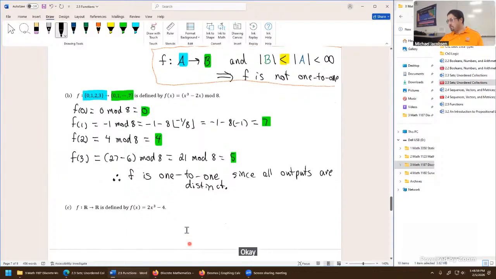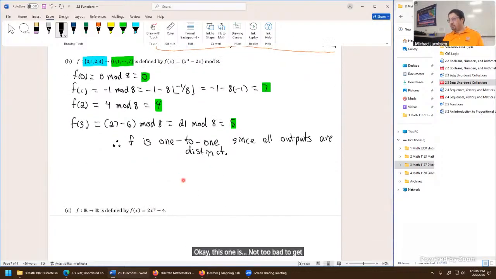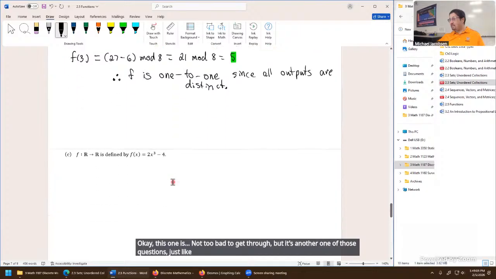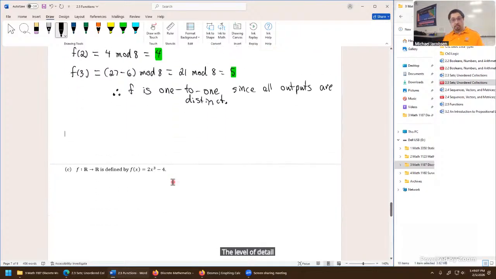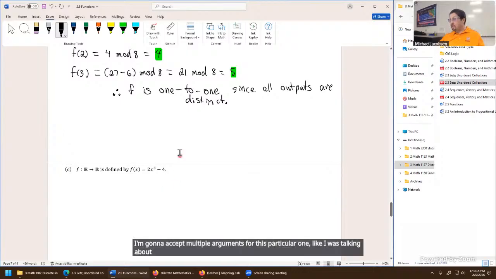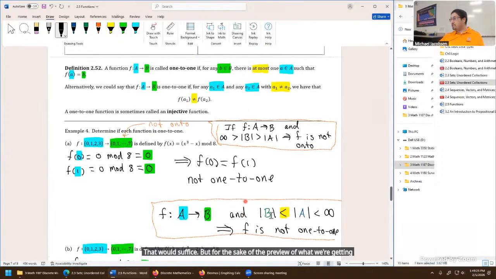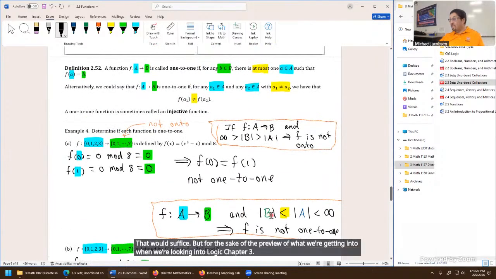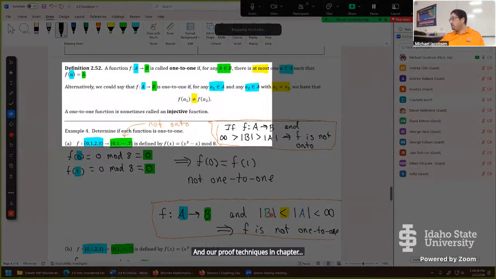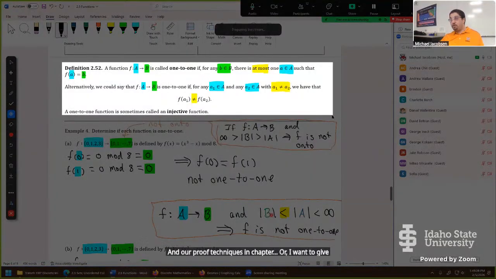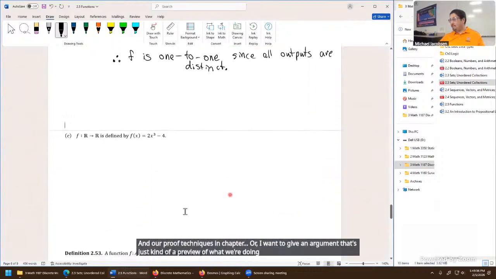Okay, this one is not too bad to get through, but it's another one of those questions, just like on the onto analysis, where the level of detail could be a good amount when you think about how to run this through. I'm going to accept multiple arguments for this particular one, like I was talking about with onto. If you cite a graph and you observe that you're looking at a 1-to-1 function on that graph, that would suffice. But for the sake of the preview of what we're getting into when we're looking into logic chapter 3 and our proof techniques in chapter 4, I want to give an argument that's just kind of a preview of what we're doing later on.